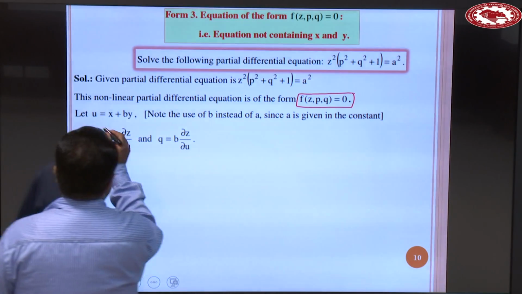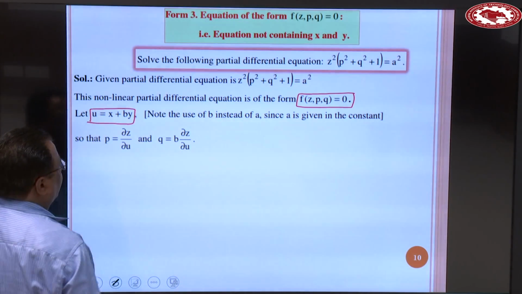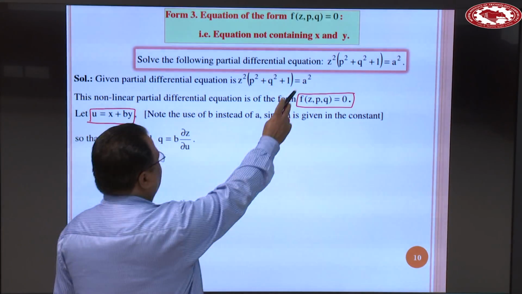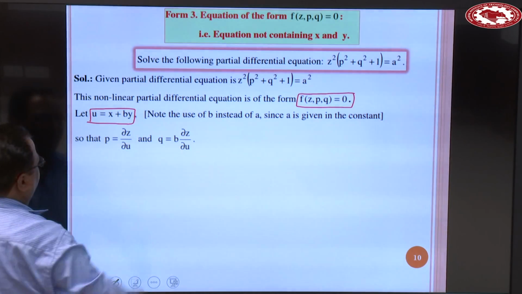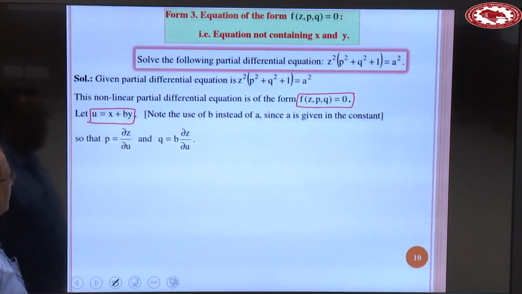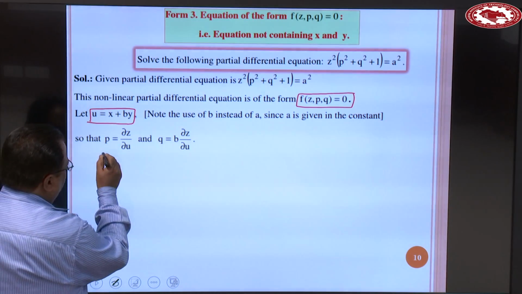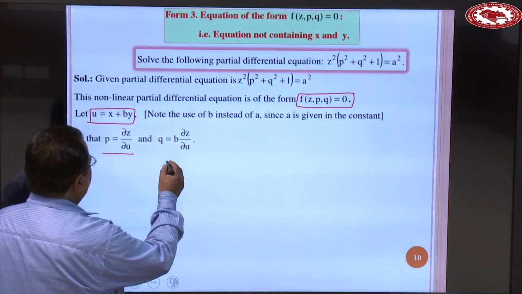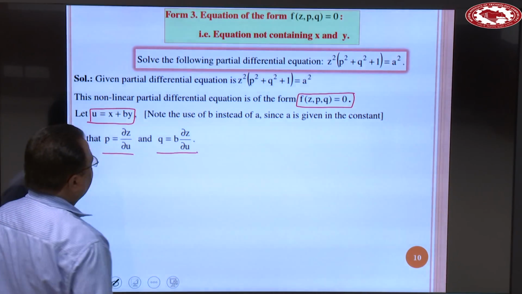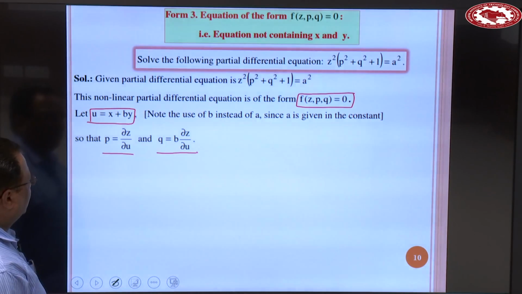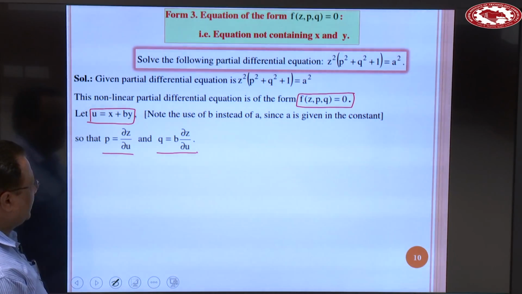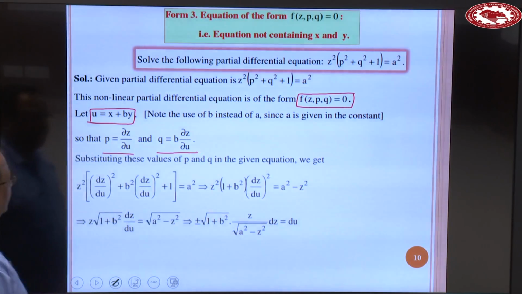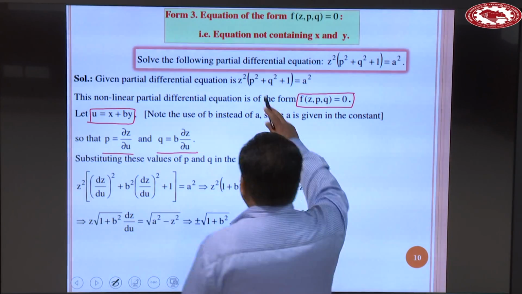Now let u is equal to x plus by. Note the use of b instead of a, since a is already given in the constant. So u is equal to x plus by. Now calculate p. p is equal to curly z over curly u, and q is b curly z over curly u. Clear? So p is curly z over curly u and q is b times curly z over curly u. So substitute all these values of p and q here.